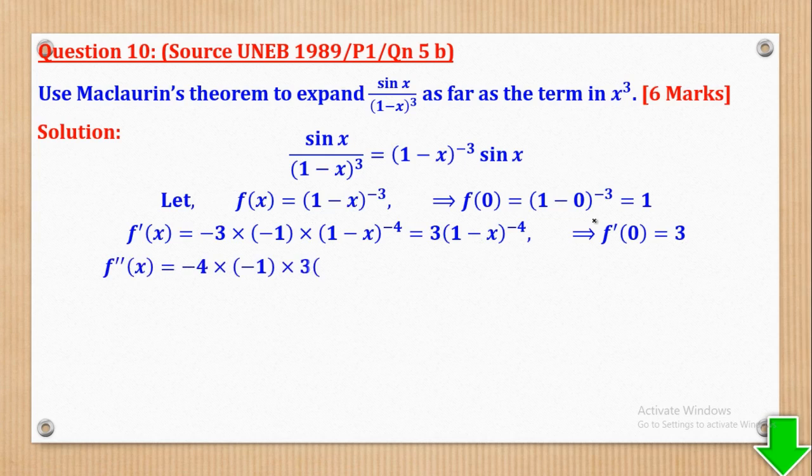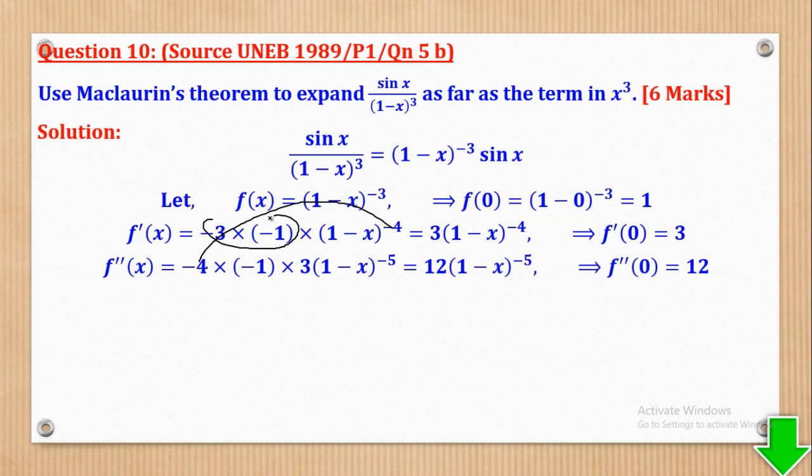Then second derivative, still bring down the power, so bring down this power, which is this, and this one is already there, so it is here. Then reduce the power by 1 to come up with that. Then differentiate the inner bracket, which is this. Remember, this one and this one gives you positive 3, which is here. Simplify, you come up with that, put x equal to 0, come up with 12.